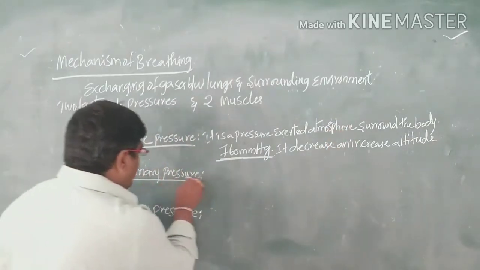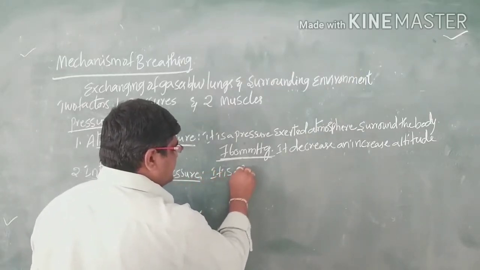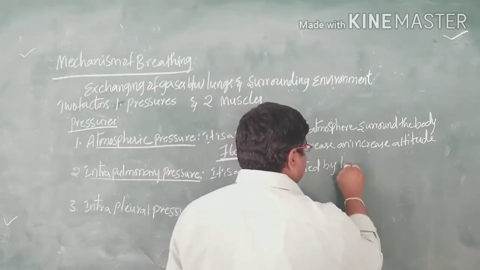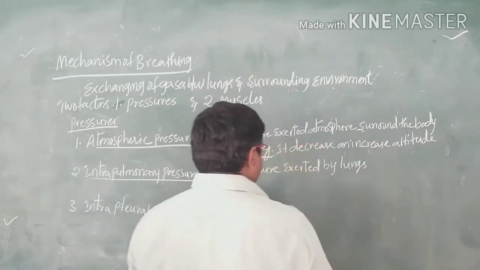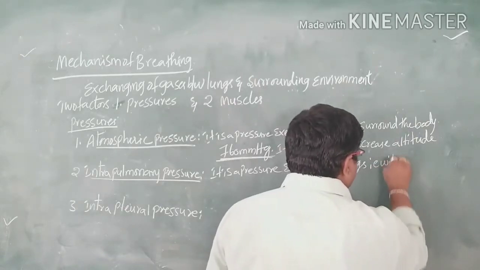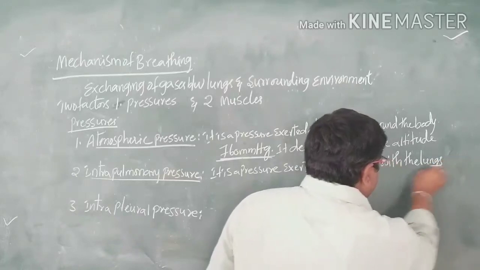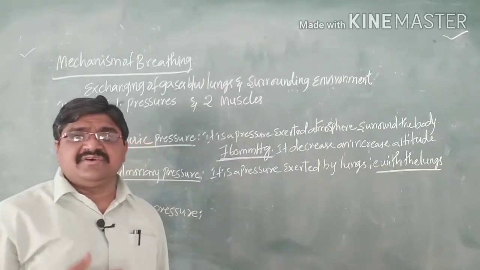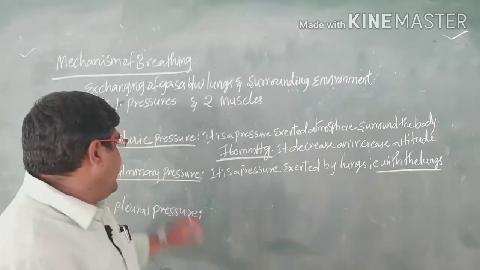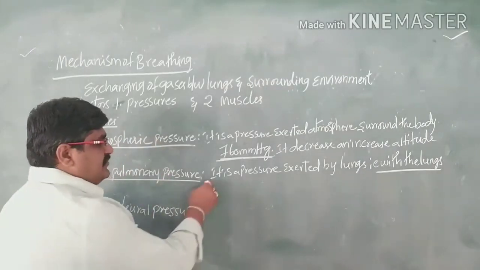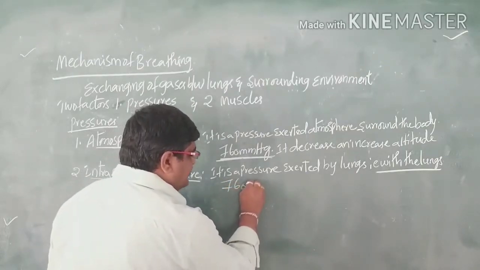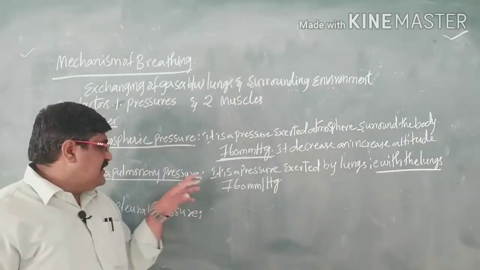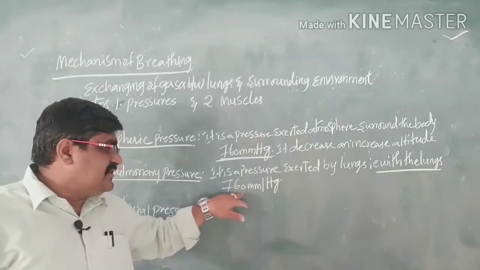And here the intrapulmonary pressure is the pressure exerted by the lungs, that is, within the lungs. Intra means inside, so it is the pressure exerted inside the lungs. This intrapulmonary pressure is equal to the atmospheric pressure, so it is also 760 millimeter Hg, where it is a positive pressure.